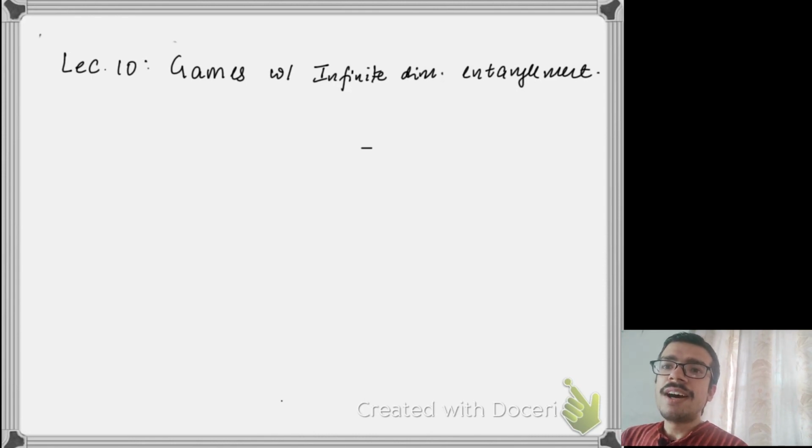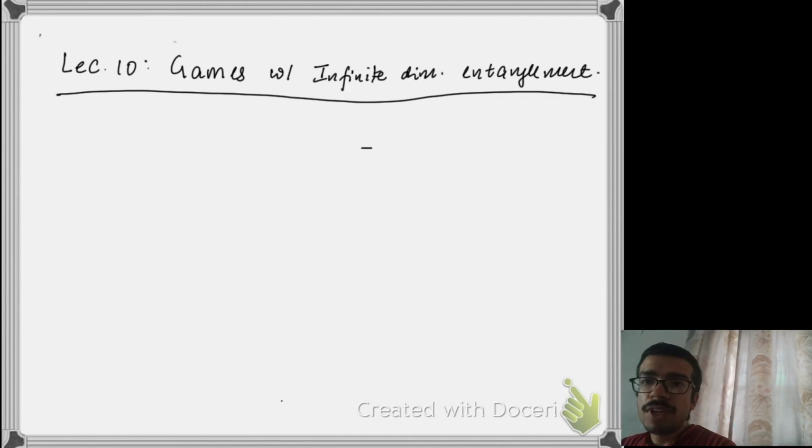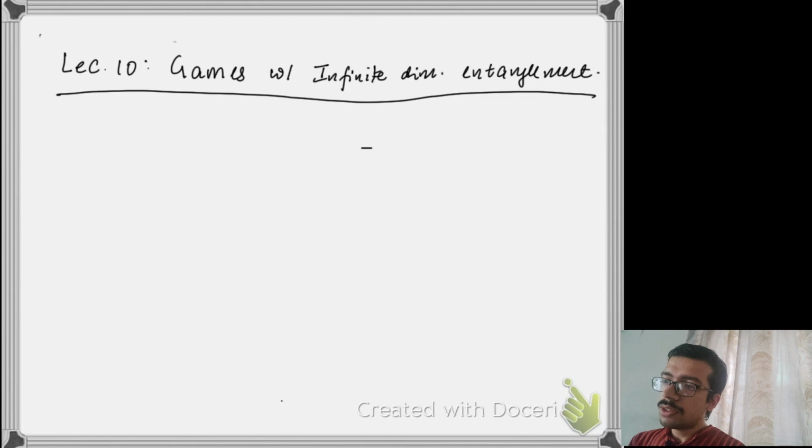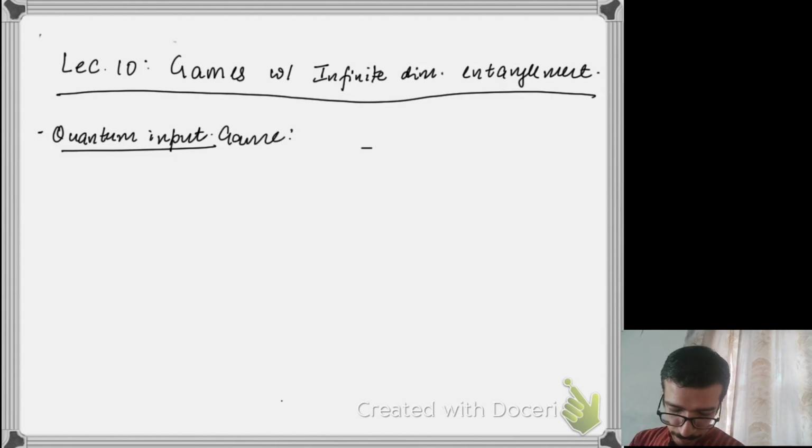So the question is: are there games which require an infinite amount of entanglement? Do we need entanglement in infinite dimensional systems? The answer is indeed yes, and today we look at one such game. The form of this game is slightly different from what we have seen so far, because the game we'll see today is a quantum input game. Here the inputs to the two parties, Alice and Bob, are also quantum states. So let's see what a quantum input game is.